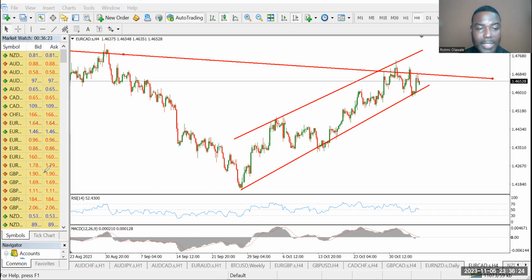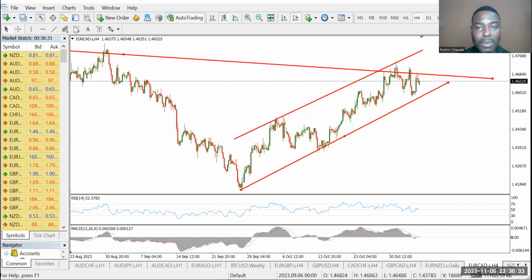Now, this is a swing trade. It's a 4-hour time frame. So you can look out for a bearish breakout in the course of this week. So I hold a bearish breakout on this instrument for this week.